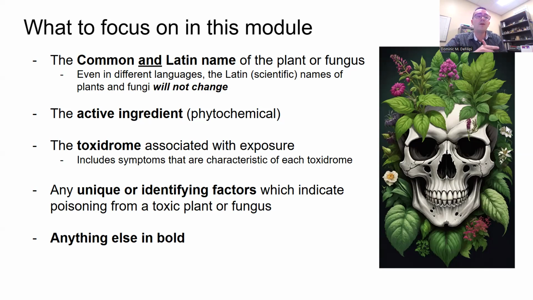Number one, you're going to want to learn both the common and the Latin name of the plant or fungus, the Latin being the scientific name of the plant. Now, even in different languages, the Latin or scientific names of plants and fungi will stay the same. So if you have a dietary supplement or some sort of herbal medicine, and even if it's written in, say, Japanese or Chinese, they're going to write that Latin name out on the ingredient list, if there is indeed an ingredient list, but it's not going to change between different languages. Black cohosh, Actaea racemosa, is going to be Actaea racemosa wherever in the globe you find that supplement.